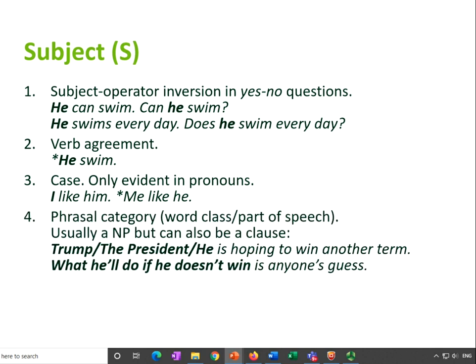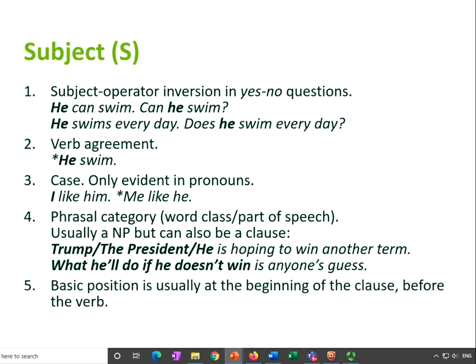Phrasal category, what that means is what word class or part of speech is the subject. Well, usually it's a noun phrase, but it can also be a clause. So Trump is hoping to win, the president is hoping to win, he's hoping to win. Okay, noun phrases. But we could also say what he'll do if he doesn't win is anyone's guess. So that first part is the subject, but it's a clause. And it usually comes at the beginning of the clause before the verb.